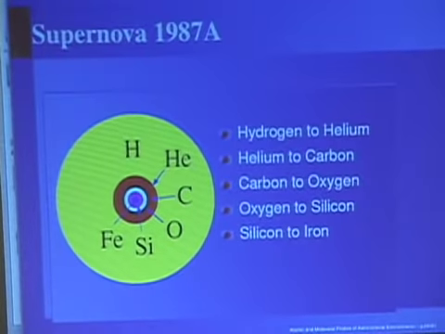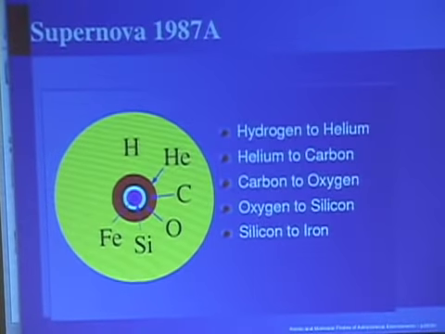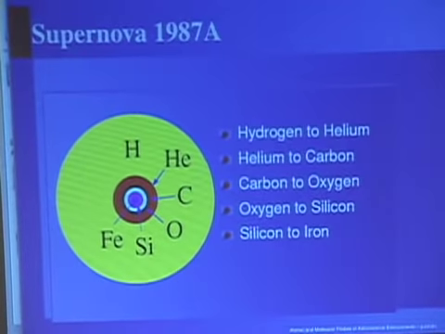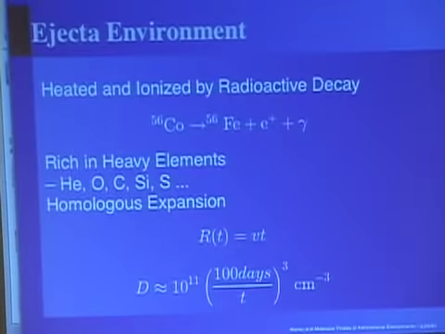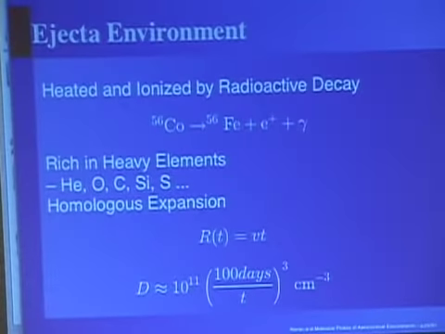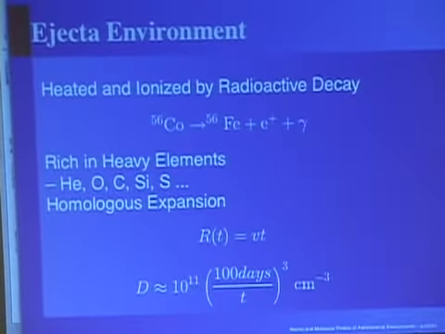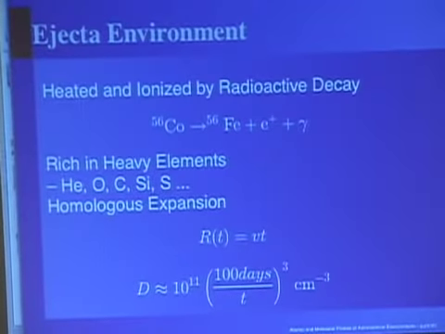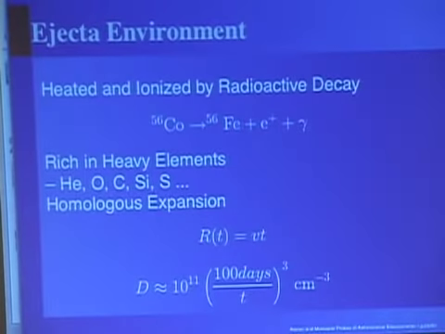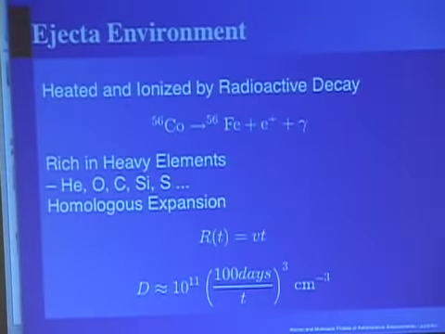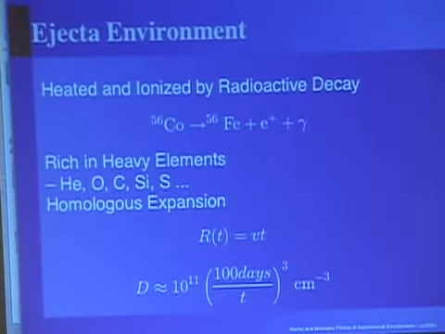But now iron's the most tightly bound of the elements, and so you're not going to be able to keep powering the star by burning iron up to anything, and instead the star blows up. And this iron core collapses away, makes a neutron star, kicks off the ejecta. The ejecta is additionally heated and ionized by radioactive decay of cobalt-56 that was made during the explosion. And it's rich in heavy elements.